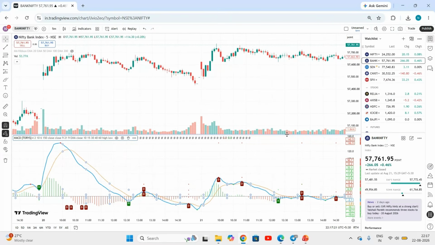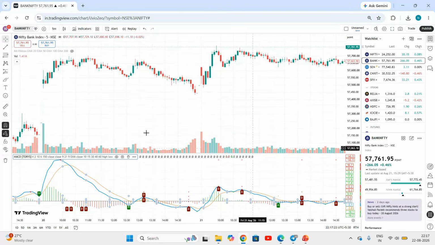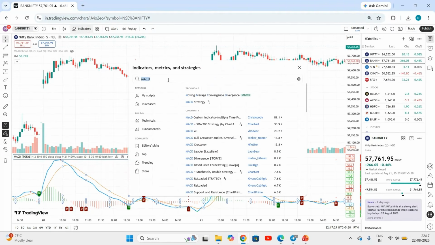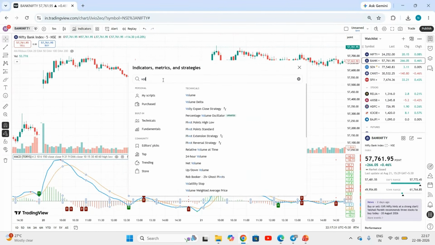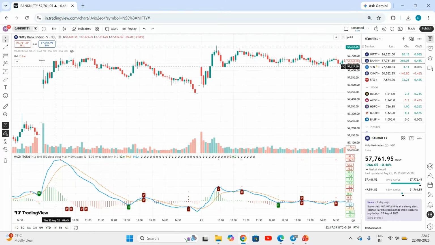Now it is time we need to put one more indicator, and that is a volume indicator. So go here, type volume and take the volume indicator, the first one you see. Okay, so here I've taken the volume indicator. Also you can see here the volume indicator is there.